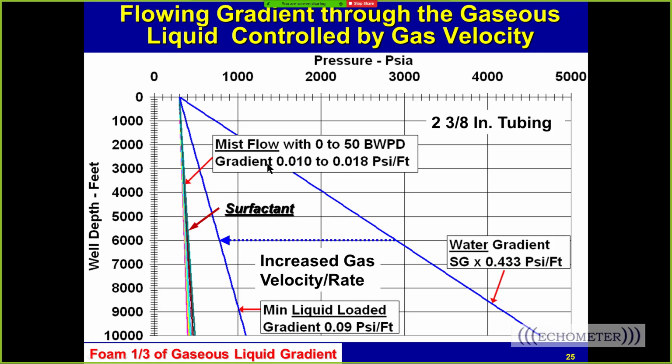And so when you look at this chart, this is a gradient that you'd expect to see when you have surfactants, which is lighter than this gradient right here that's liquid loaded. And so this is a 10,000 foot deep well, and we're looking at the surface pressure of 300 psi.